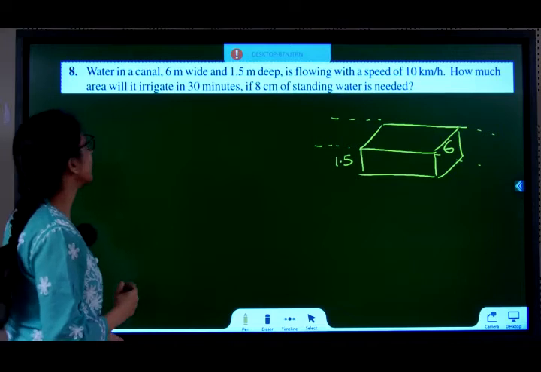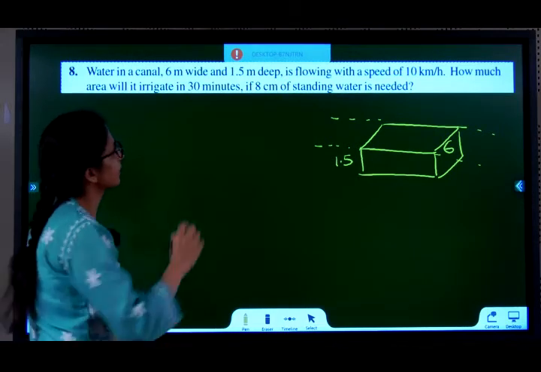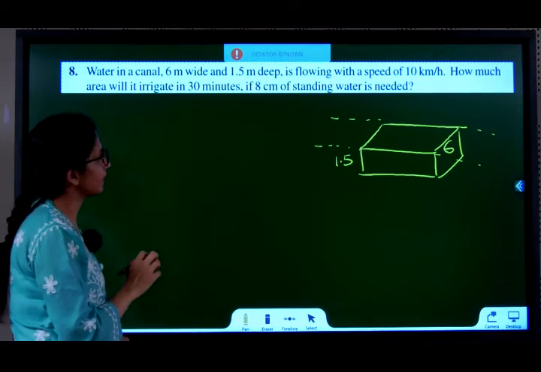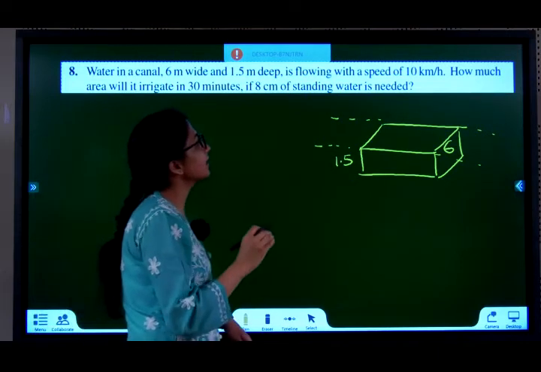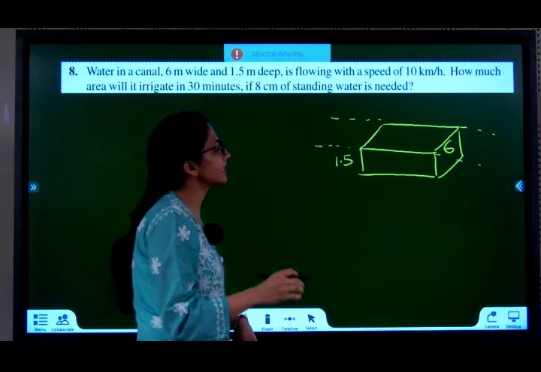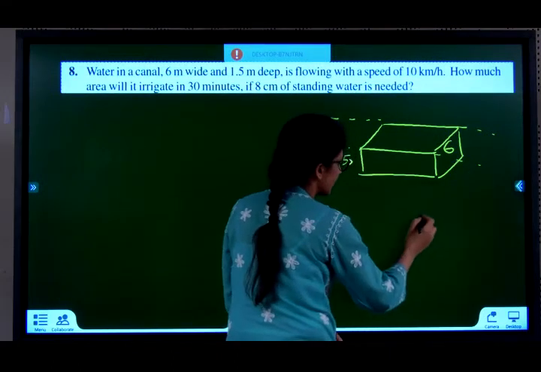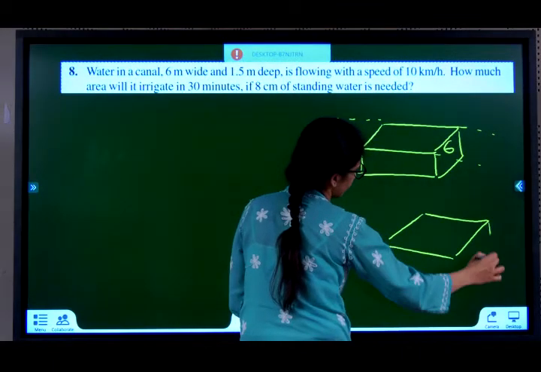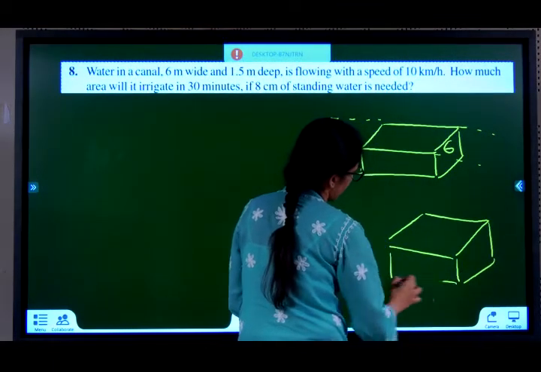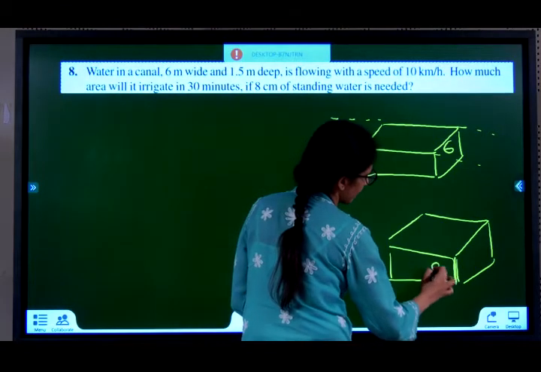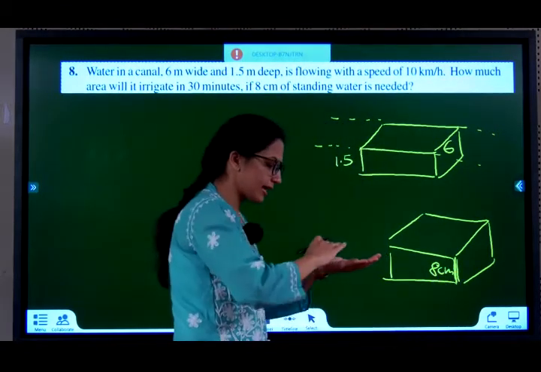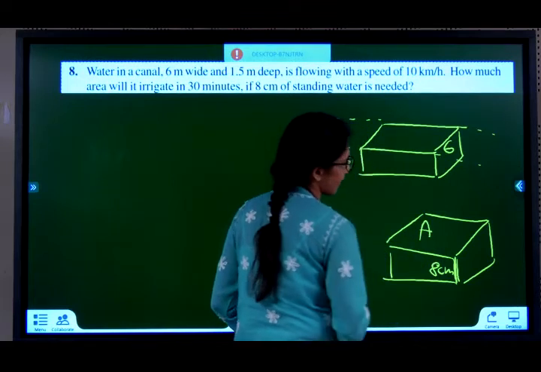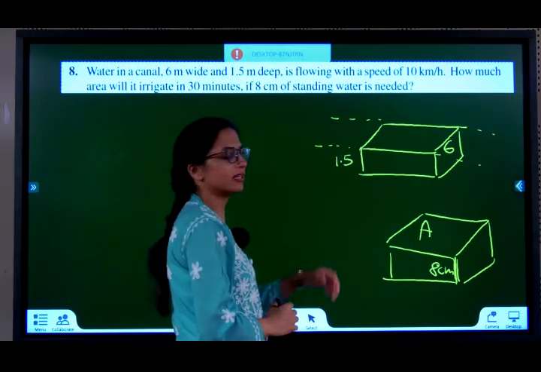How much area will it irrigate in 30 minutes? They've given speed and they've given time. How much water will it irrigate in 30 minutes if 8 centimeters of standing water is needed? This water is taken and put on a land where 8 centimeters of standing water should be there. So how much is this area?